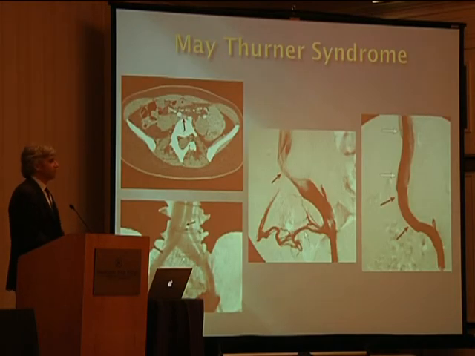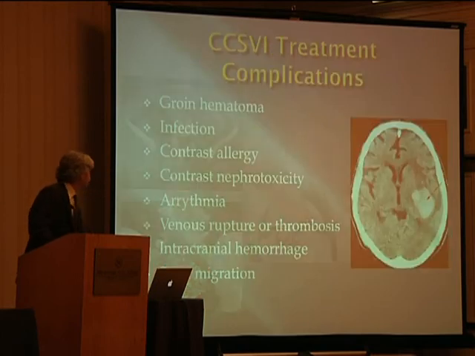The concern is this May-Thurner syndrome that Dr. Dake talked about previously, or the crossing of the right iliac artery over the left iliac vein, which causes compression and collateralization, and is really only relieved by stent placement. But it hasn't seemed to be a big problem for us.